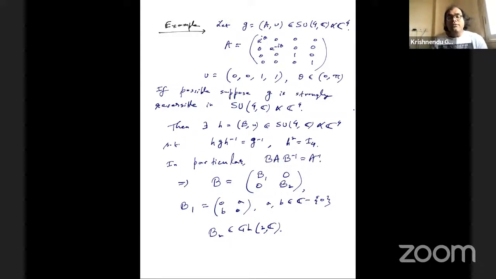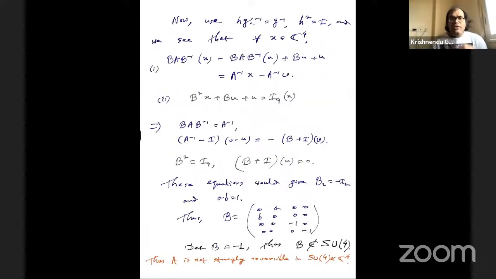Now here, if possible, suppose this element g is strongly reversible in SU(4), C^4 semi-direct product. Then there exists an element h, of the form (B, u), which will conjugate it to its inverse, and whose square will be identity. In particular, A and A inverse will be conjugated, and you can write B in this block form B1, B2, where B1 is this off-diagonal matrix with entries a, b, where a, b are non-zero complex numbers, and B2 is an arbitrary matrix in GL(2, C). Now from the equations h g h^{-1} equal to g^{-1} and h^2 equal to identity, you can see that for all x in C^4, these identities are satisfied. All right, which would imply BAB^{-1} equal to A^{-1}, and A^{-1} minus identity will map v minus u to (B plus identity) into v.